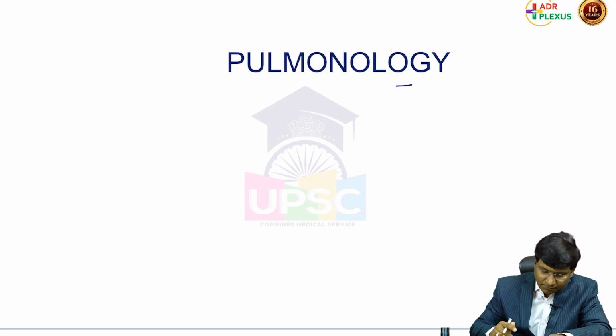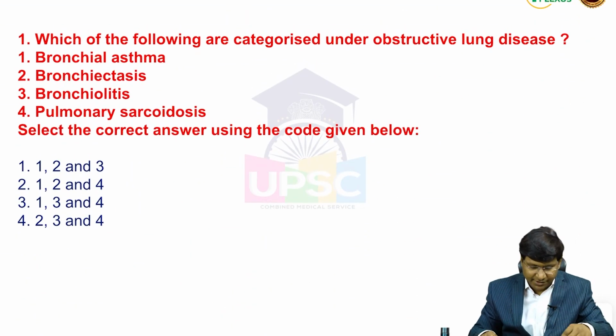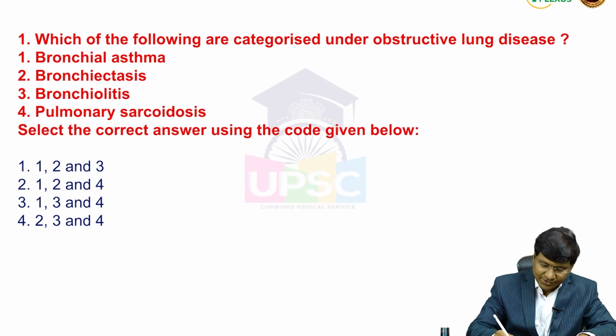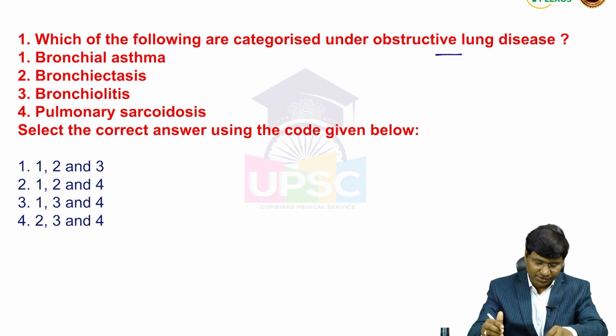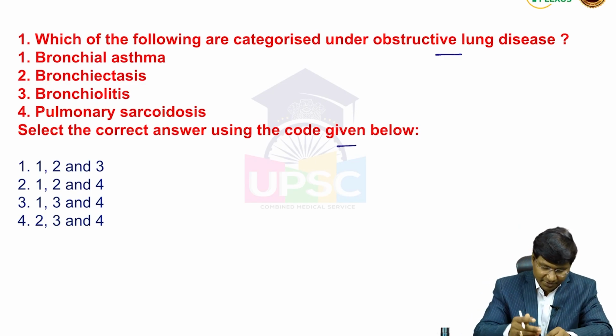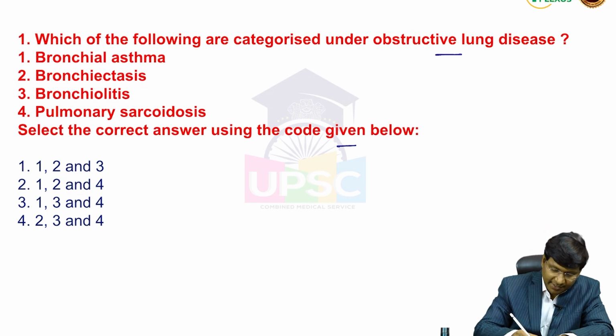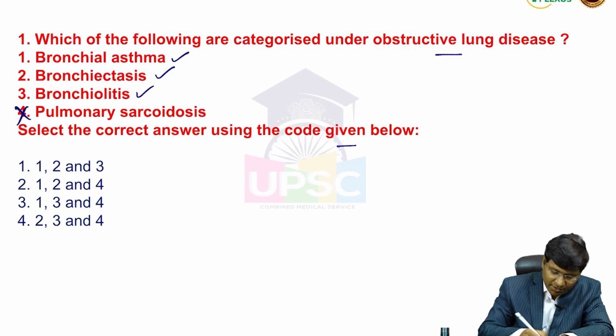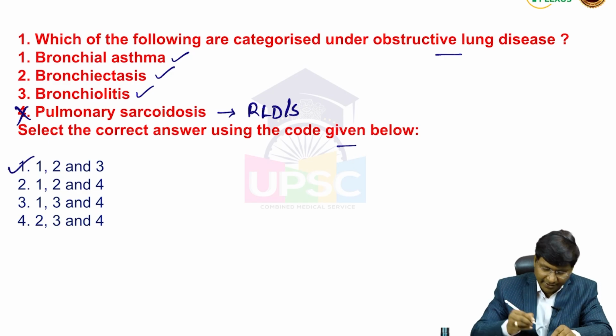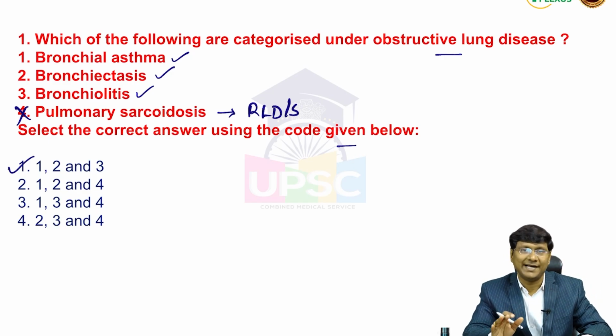Having said that, the first question in pulmonology is, which of the following are categorized under the obstructive lung diseases? Bronchial asthma, bronchiectasis, bronchiolitis, pulmonary sarcoidosis. Select the correct answer using the code given below. Bronchial asthma is an obstructive lung disease, bronchiectasis is also an obstructive lung disease, bronchiolitis is also an obstructive lung disease, but not pulmonary sarcoidosis. Pulmonary sarcoidosis is a restrictive lung disease. So, the answer should be with the code 1, 2 and 3.